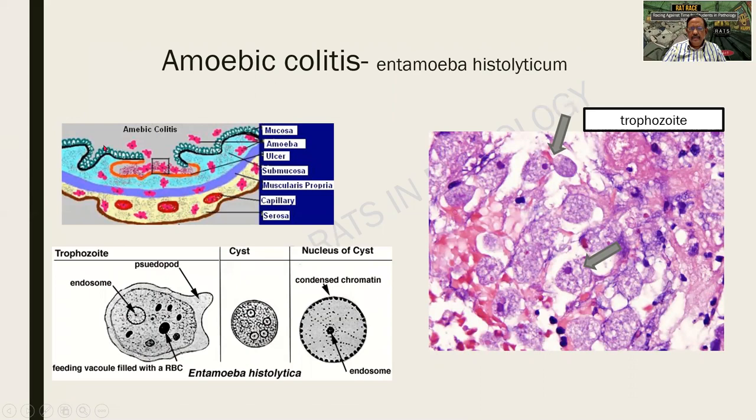So look at this ulcer. This is a normal mucosa. There is an ulcer. It goes towards the periphery. It spreads. So it has got a flask-like shape, a flask-shaped ulcer.